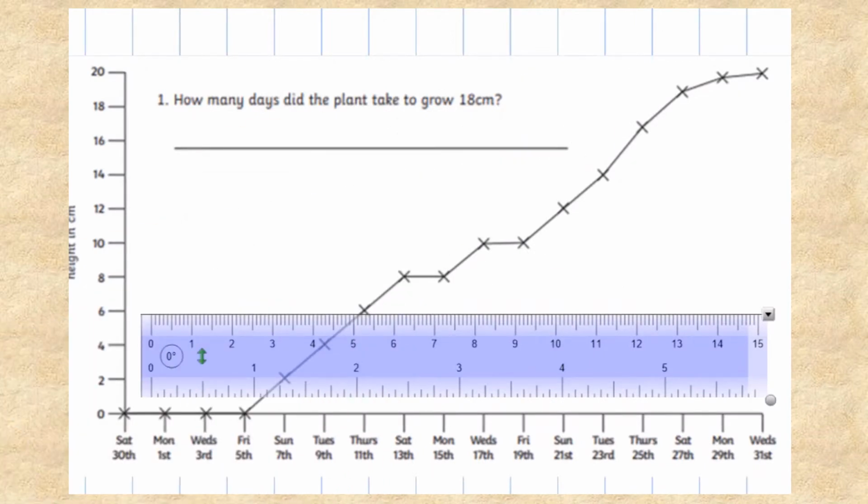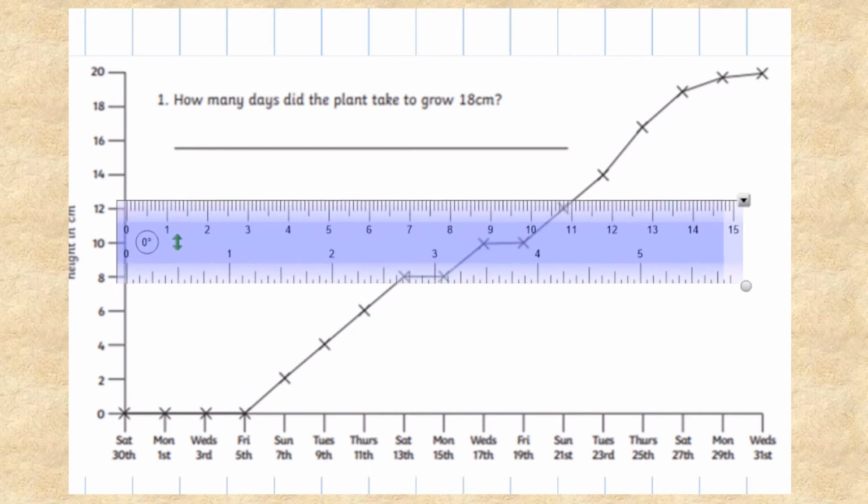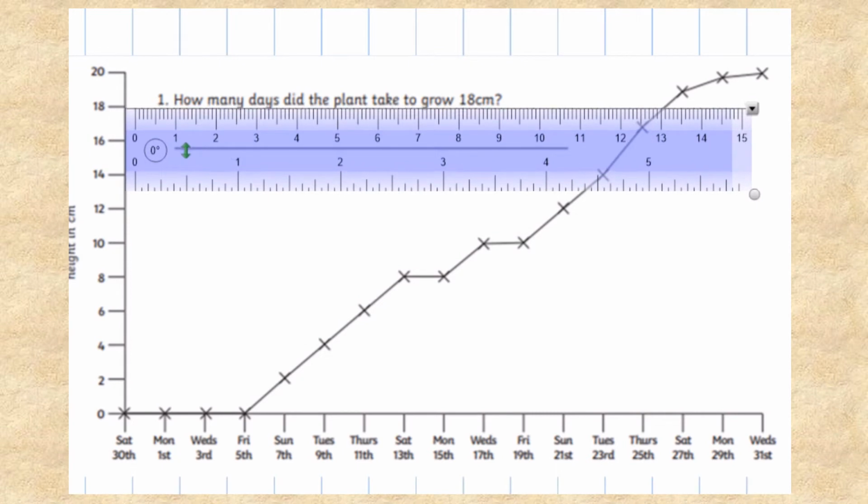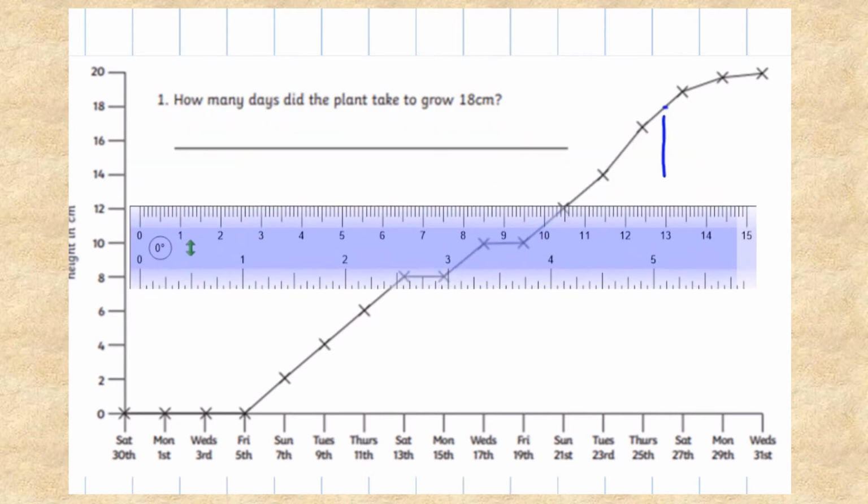Right, I've added a ruler onto this one to help me. You might think I've gone a bit bonkers, but a ruler will help me with this one. So, how many days did the plant take to grow 18 centimetres? Well, I am looking at 18 centimetres up my y-axis here. I'm going to put my ruler along there, and I'm going to see where it meets the line over here. And it meets the line over here, and it goes down, down, down, down, down, and it goes down to Saturday the 27th.